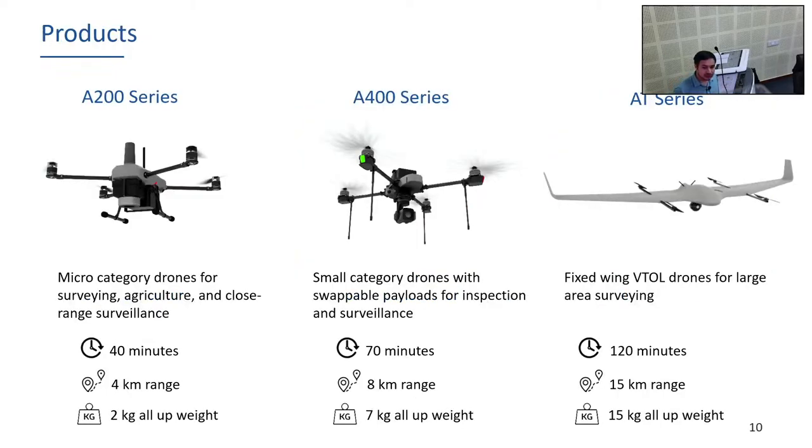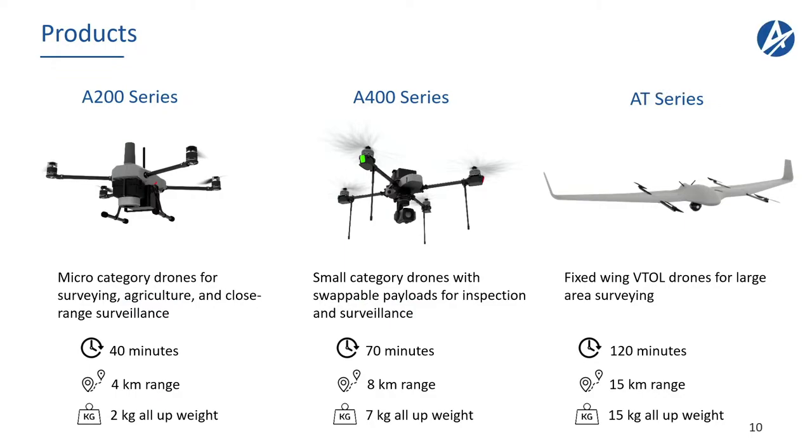These are the three basic sets of drones we have. The one you have already seen is the A200 series. Why do we call it the A200 series? The particular drone you have seen, the A200 Geo, is meant only for mapping using high resolution RGB data. If I want to survey agriculture land with multispectral data, I just need to replace this sensor with multispectral or hyperspectral to map the area.